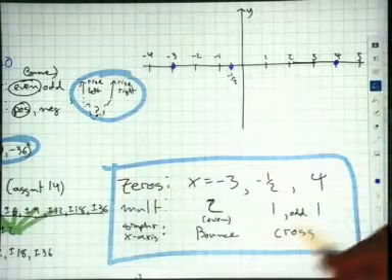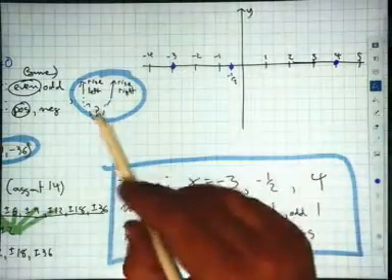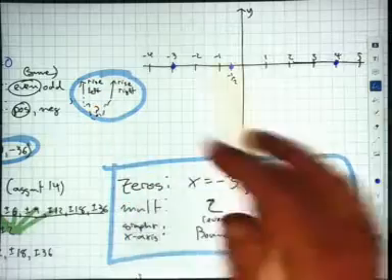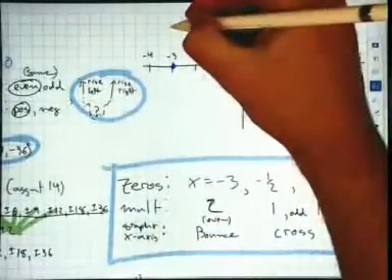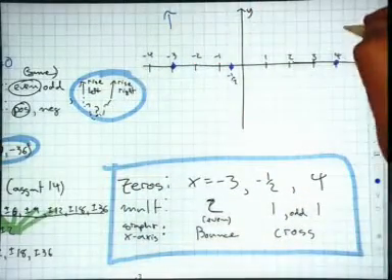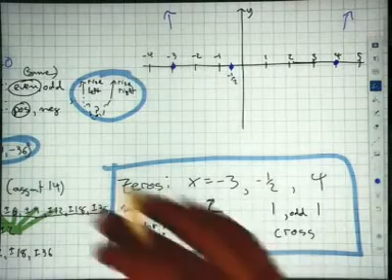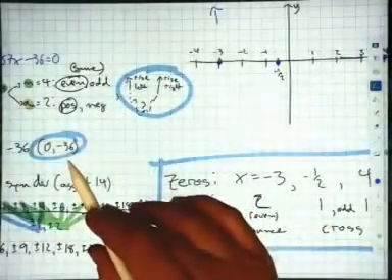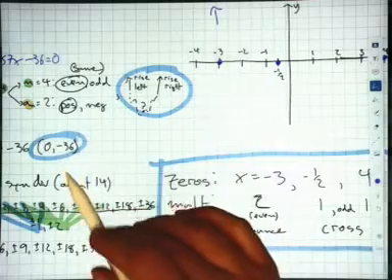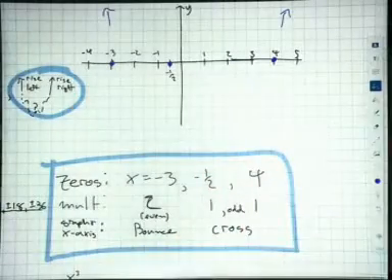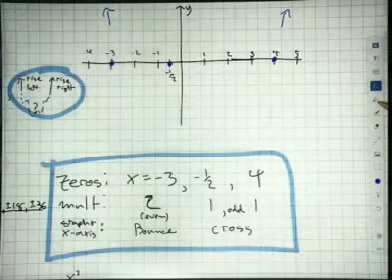I'm thinking about all this stuff at once. So I'm just going to go and think about my end behavior. It's going to rise on the left, rise on the right. So I'm just going to put little arrows. And the next thing I need to think about is my y-intercept. It's at negative 36.